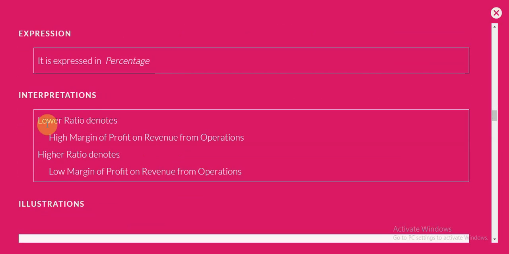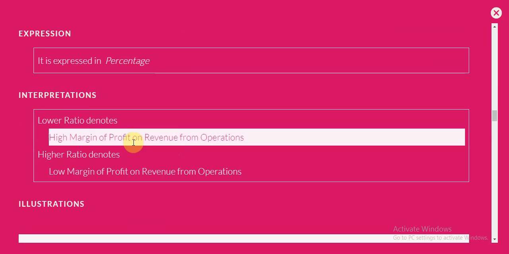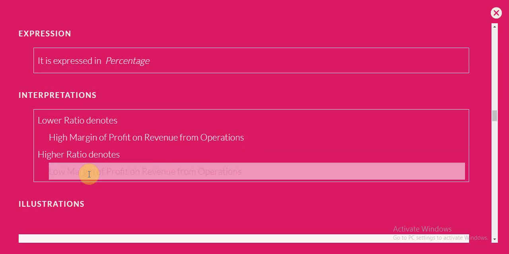And interpretation, lower ratio denotes high margin of profit on revenue from operations. In GP ratio we saw that if GP ratio is higher, then the business is more profitable. In operating ratio we have to understand that if the operating ratio is lower, then we can say that the business is more profitable because it is an expense or cost related ratio. So the lower the ratio is, the better it is for the business. So higher ratio denotes low margin of profit on revenue from operations.